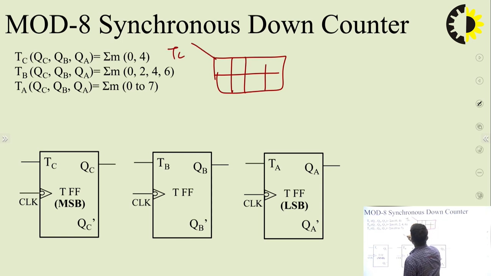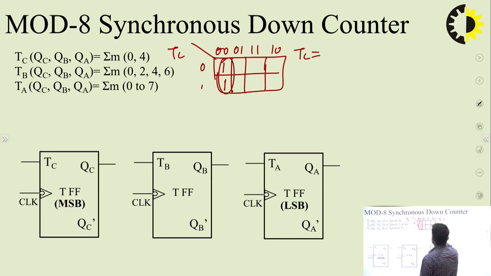first for TC with 0 and 4 terms, 0, 1, 0, 0, 0, 1, 1, 1, 1, 0. TC is 0 and 4, so this will be 0, 1, 2, 3 and this will be 4. So, it will be making a pair. So, this TC will be equivalent to, if I mention QC, QB and QA, TC will be equal to QB bar and QA bar product.